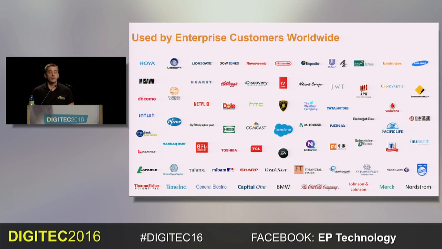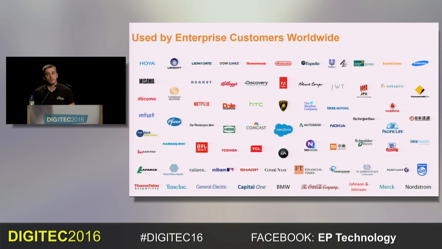Worldwide, enterprise customers use us. I'm sure you're not surprised. I'm sure you recognize some of the names there. You can look at Salesforce. You can look at Pfizer, Kellogg's for your breakfast, the Discovery Channel, for example, the Coca-Cola company. Those are all enterprise companies that use Amazon Web Services.